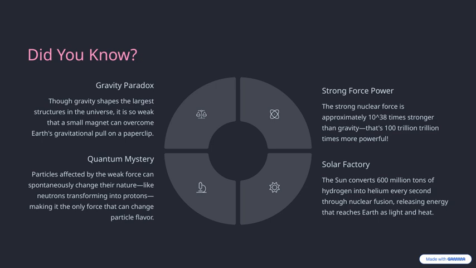Now, on a different scale, the sun is like a gigantic nuclear factory. It converts around 600 million tons of hydrogen into helium every second through nuclear fusion. This process releases enormous amounts of energy, which travels all the way to Earth as light and heat, fueling life and driving our climate. And finally, there's the quantum realm, where things get even more fascinating. Particles affected by the weak force can spontaneously change their identity, or flavor. For example, neutrons can transform into protons. This ability to change identity is unique to the weak force and plays a crucial role in some of the universe's most fundamental processes. All these points show how different forces operate at different scales and intensities, shaping everything from the tiniest particles to the vast cosmos.